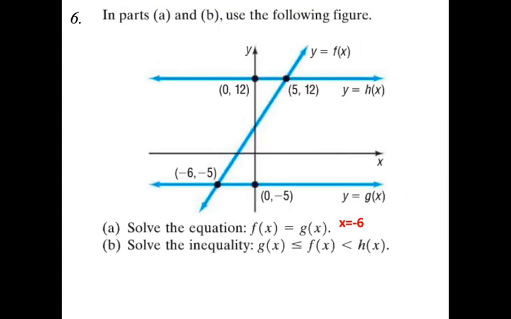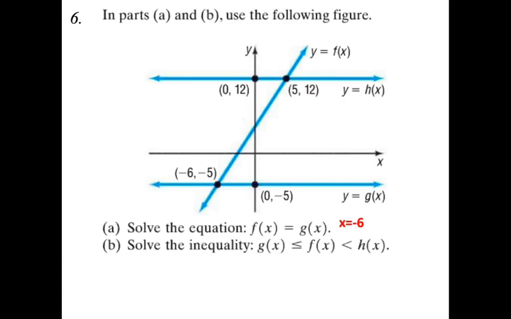Number 6 is the trickiest one on the page. So for part A, we want to know where f of x is equal to g of x. Well, g of x is the bottom horizontal line there, and f of x is that transversal. So where are they equal to one another? When x is equal to negative 6. It's that point, negative 6, negative 5, where they intersect. Part B is actually the harder of the two options. So we want to know where the function g of x is less than or equal to f of x, which is less than h of x.